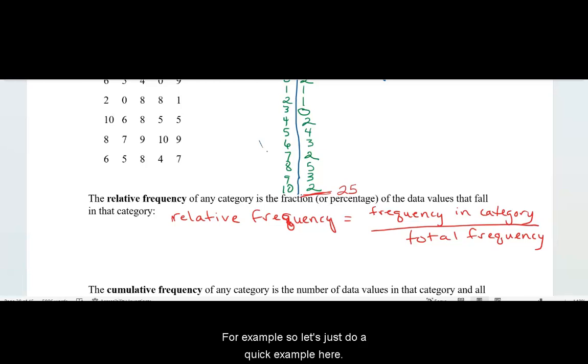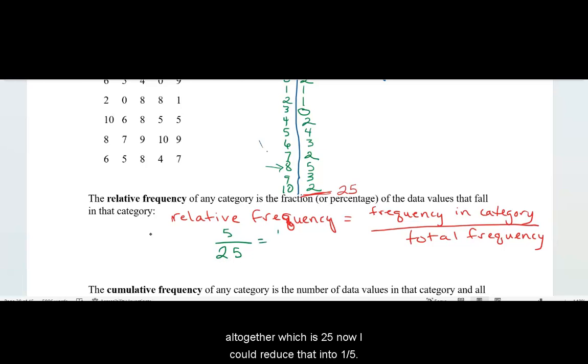For example, let's just do a quick example here. Let's say you wanted to find the relative frequency of a score of 8. Let me show you over there. So right here, the score of 8. Take the frequency in that category. So how many 8s did we have? We had 5. What's the total frequency? Well, that's how many we had altogether, which is 25.